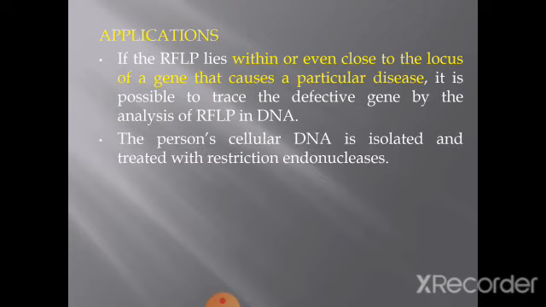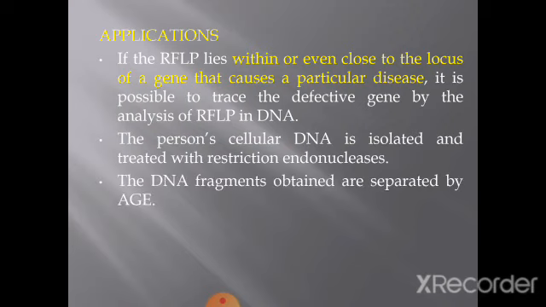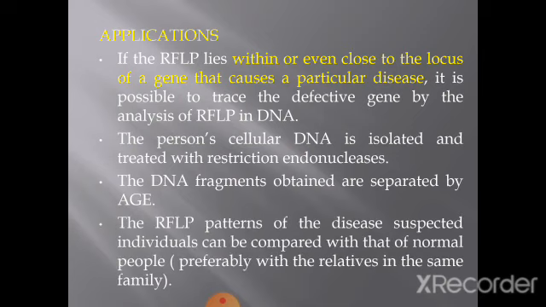So what you have to do is, the person's cellular DNA is isolated and treated with restriction endonucleases. Then the obtained DNA fragments are separated by AGE. The RFLP patterns of the disease suspected individuals can be compared with the same of normal people. So you have to repeat all that you have done for a suspected person for a normal person, preferably the relatives in the same family.